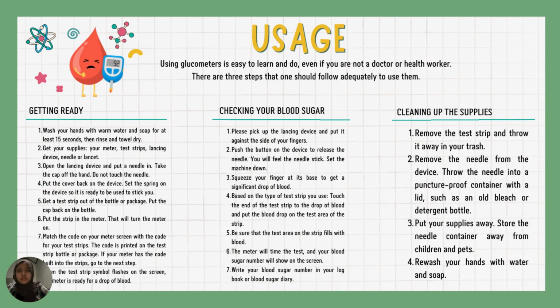Second, checking your blood sugar. Please pick up the lancing device and put it against the side of your finger. Push the button on the device to release the needle. You will feel the needle stick. Set the device down. Squeeze your finger at its base to get a significant drop of blood. Based on the type of test strip you use, touch the end of the test strip to the drop of blood and put the blood drop on the test area of the strip. Be sure that the test area on the strip fills with blood. The meter will time the test, and your blood sugar number will show on the screen. Write your blood sugar number in your blood sugar diary.